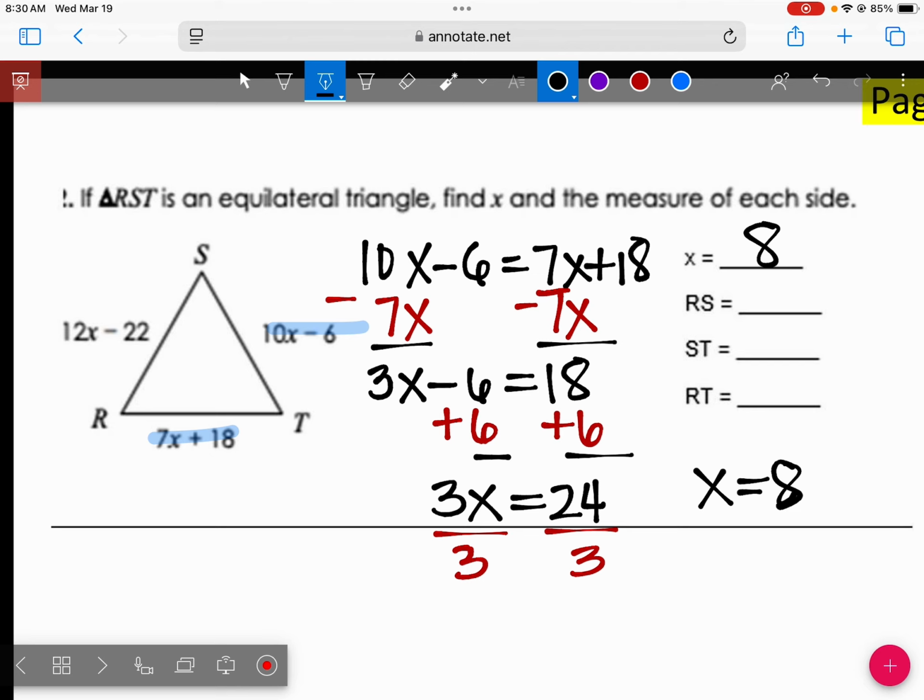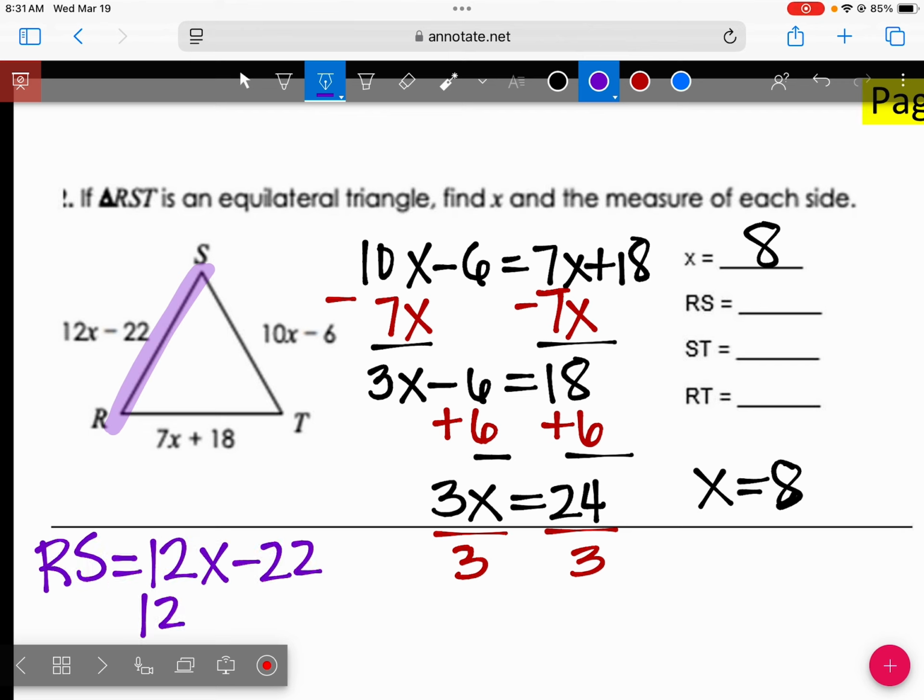All right, let's go ahead and check our 3 sides. Now, they should all be the same, but we'll verify it and make sure. Each side should be the same because it's equilateral. So I'm going to check all 3 sides. Let's start off with RS. RS is 12x minus 22. So pick up your calculator. Type in 12 times 8 minus 22.